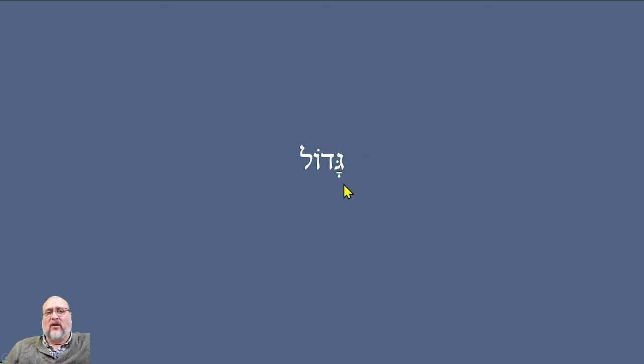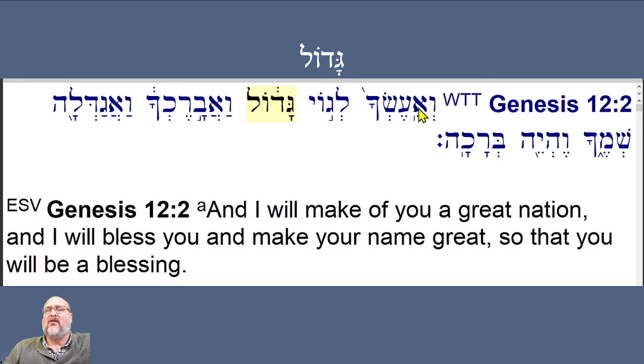Gadol is the word great. Migdol is tower. Here's a place where it's used. I will make you into a goy gadol, into a people, a great people. Part of the Abrahamic blessing when God first meets him.